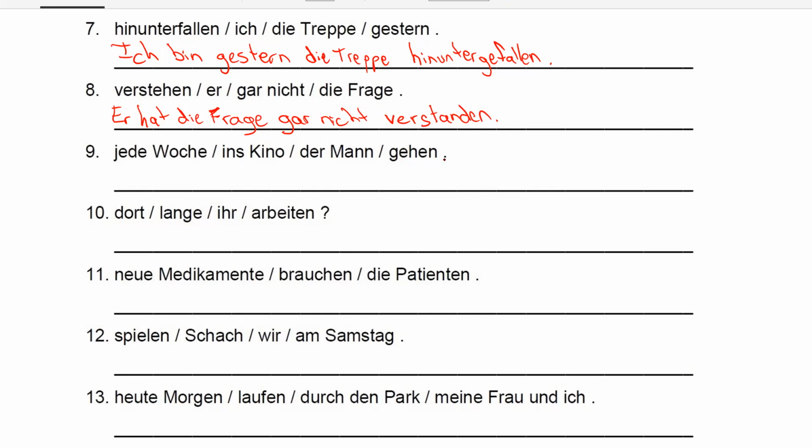In number 9, we have another statement, this time with an intransitive verb, gehen. And the man is the one doing the gehen in this, in the past tense. So, der Mann. And then a form of sein to go with der Mann, ist. And then time, manner, place, we have jede Woche.